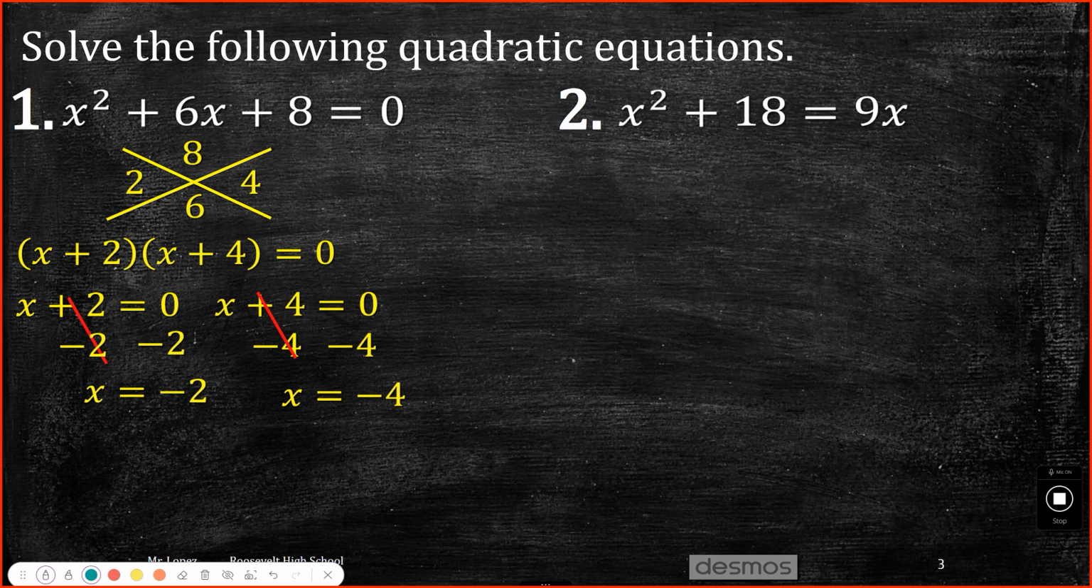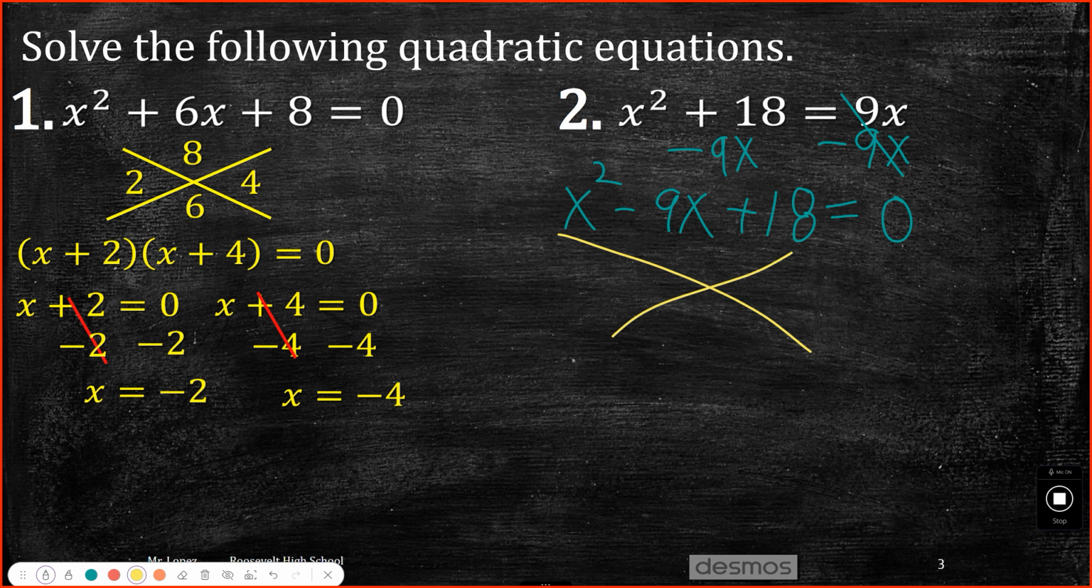All right, let's go to number 2. If we're going to use this method, it has to be equal to 0. So how do we make it equal to 0 in problem number 2? Because it's not equal to 0. What should I do? Subtract 9x. So we're going to have x squared minus 9x plus 18 equal to 0. And now we're going to do the x method.